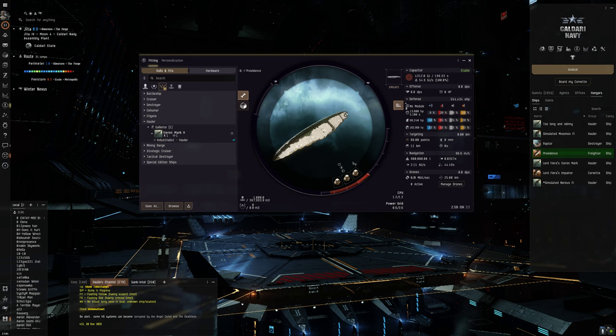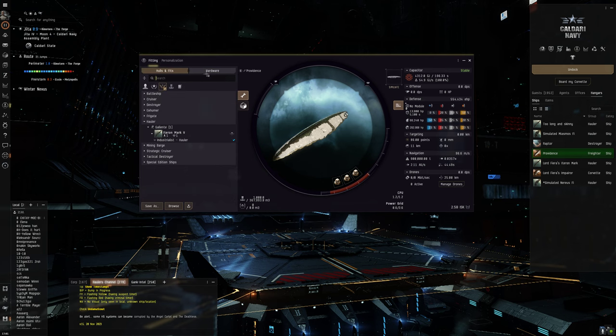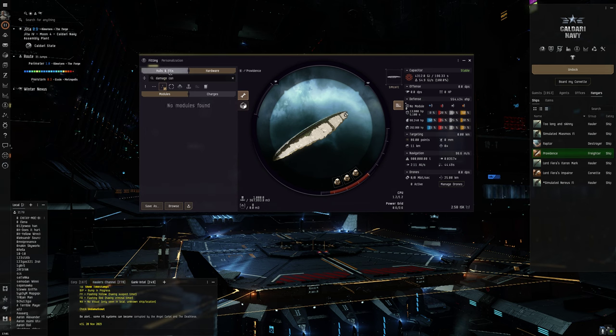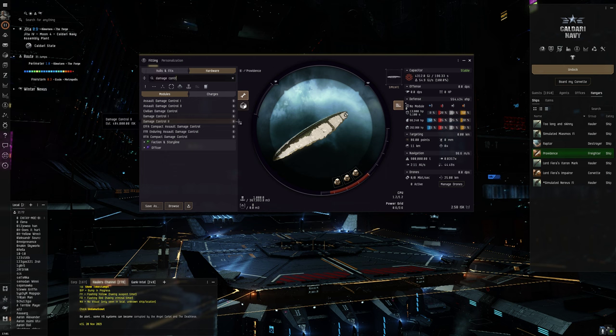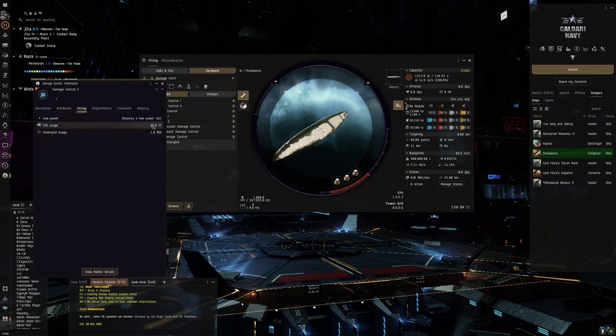But here I have 1.2 CPU and 3.6 power grid. Now, if you look at a damage control, it requires 30 teraflops of CPU usage, but you only have 1.2. So you cannot fit a damage control to a freighter.